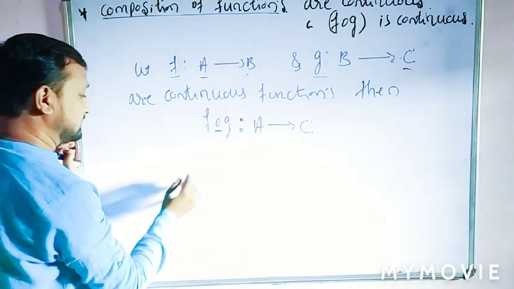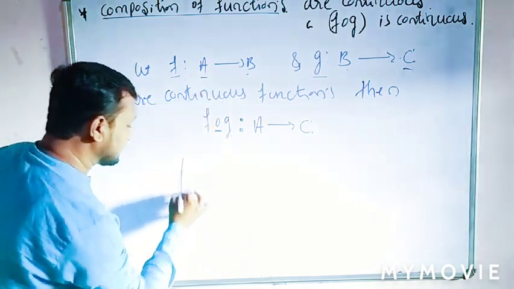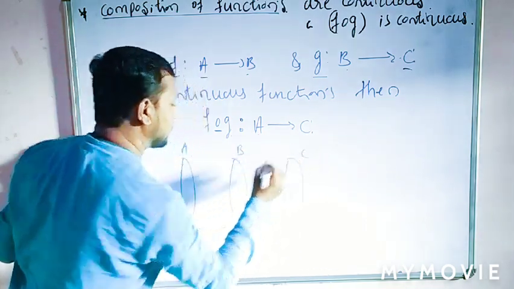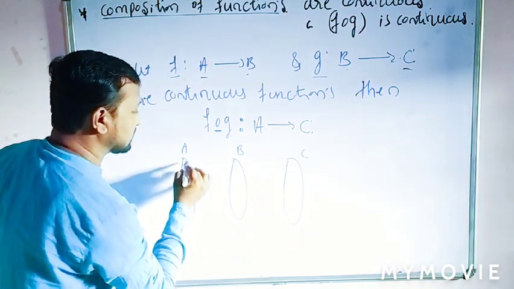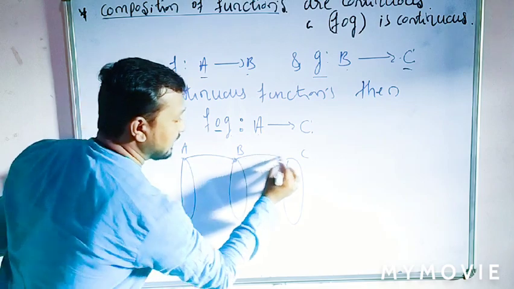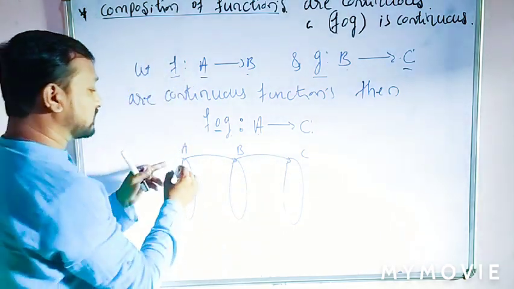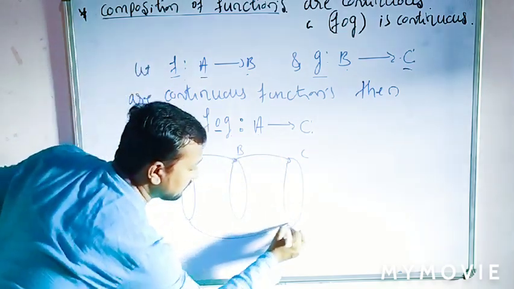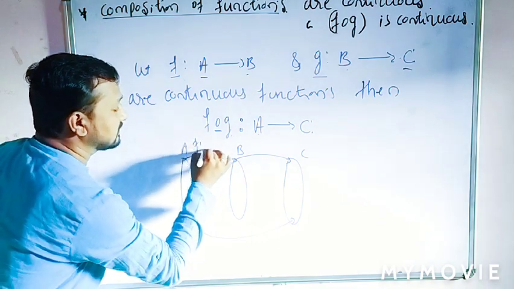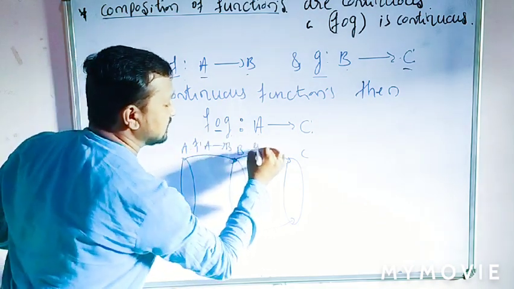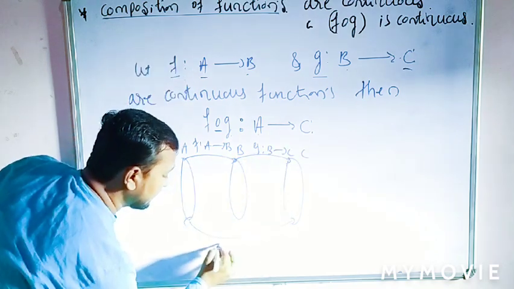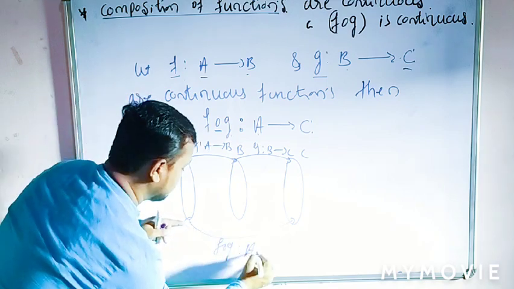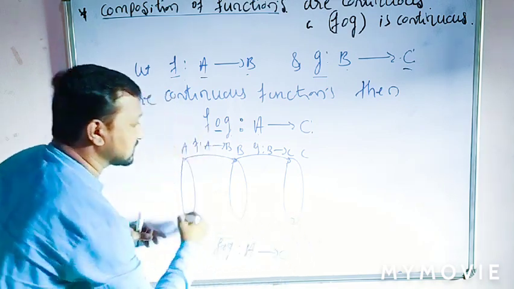Okay. So here see the graph of this function. Here this is A, this is B, and this is C. Already we know that f is from A to B, and g is from B to C. Then automatically f composition g is a function from A to C. This is composition of a function.